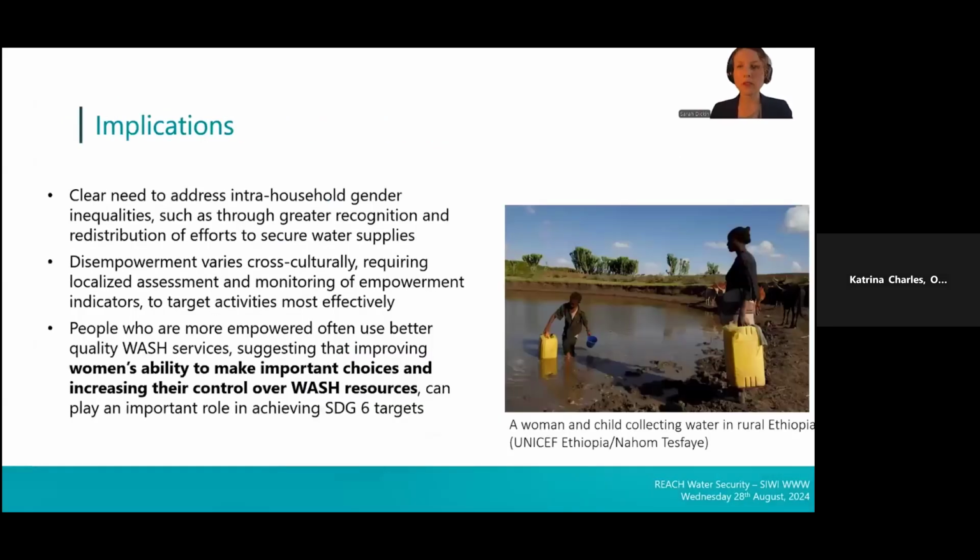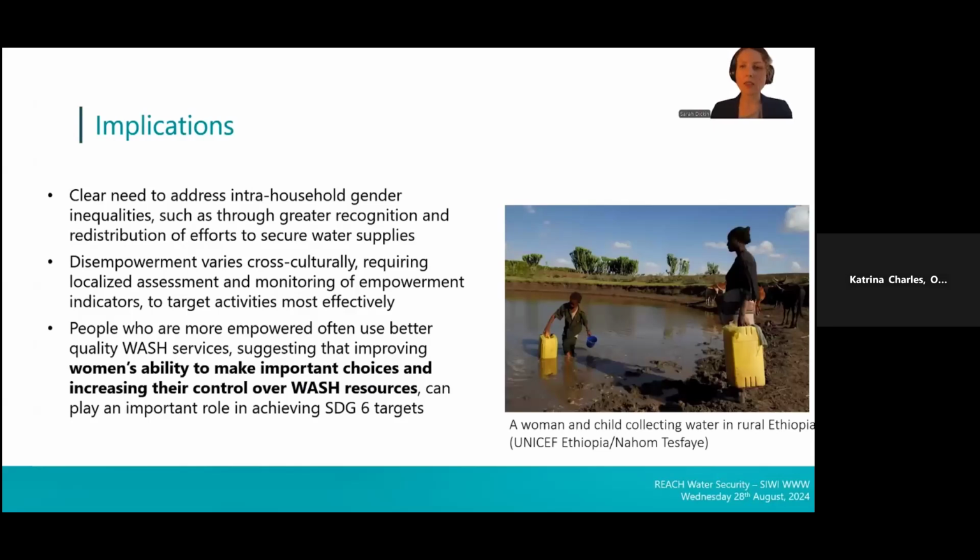I want to end with some implications of these research findings. So first of all, there's a clear need to address inter-household gender inequalities and gender relations, which have not been a major focus of WASH interventions so far. And this can be done through activities to increase recognition of the work that goes into securing water supplies for the household, as well as redistributing some of this work amongst household members, including men.